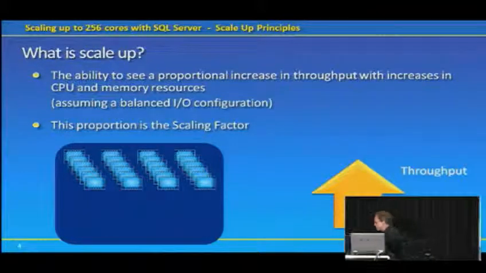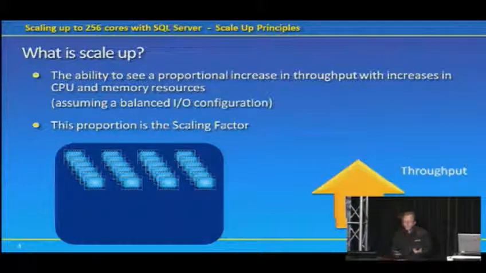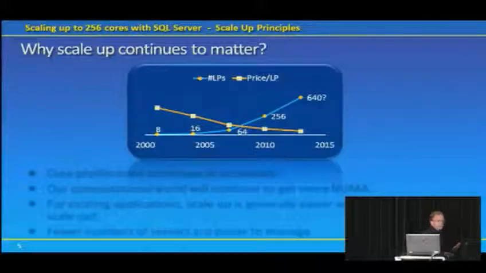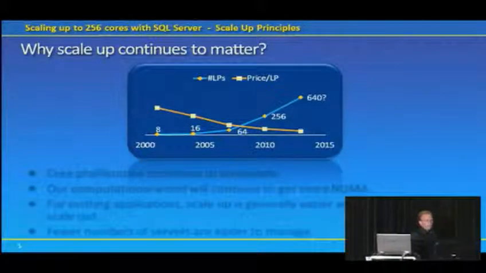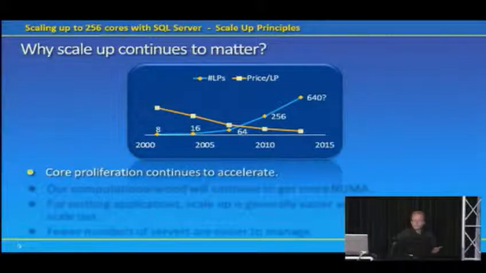Scale up is the ability to add resources, add CPUs, add memory, and see a reasonably proportional percentage of throughput build as you go along. Why it matters is core proliferation continues. There are more and more cores.